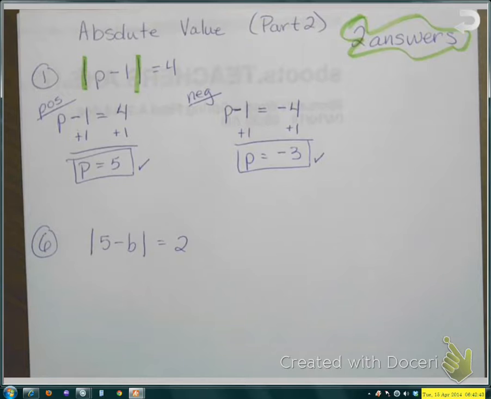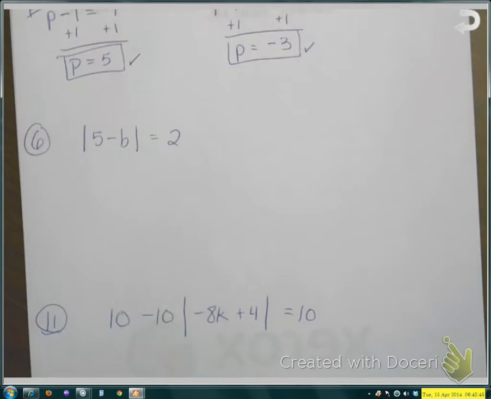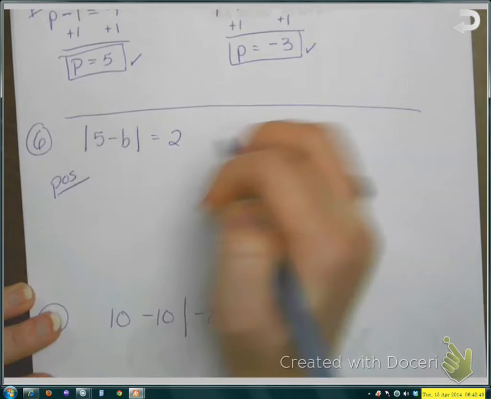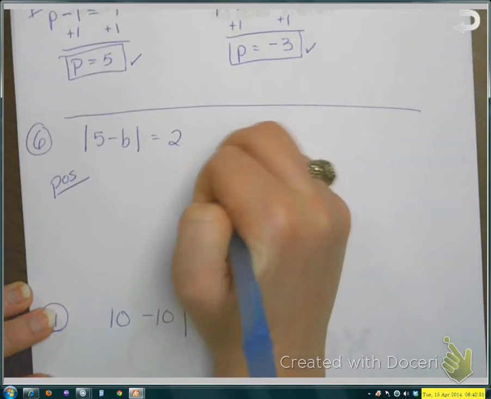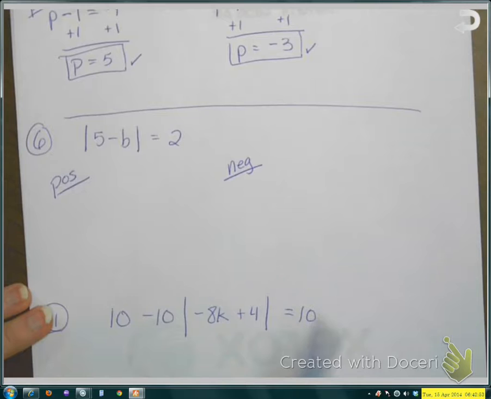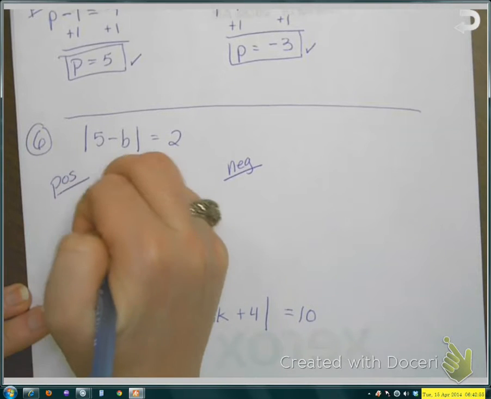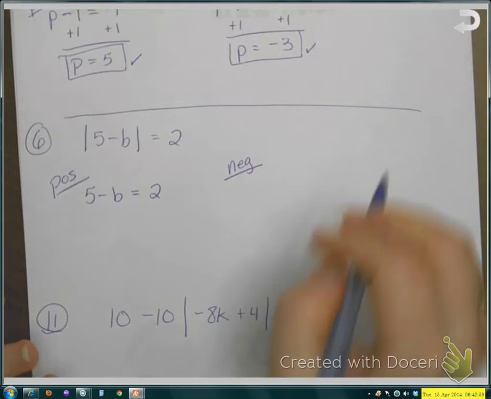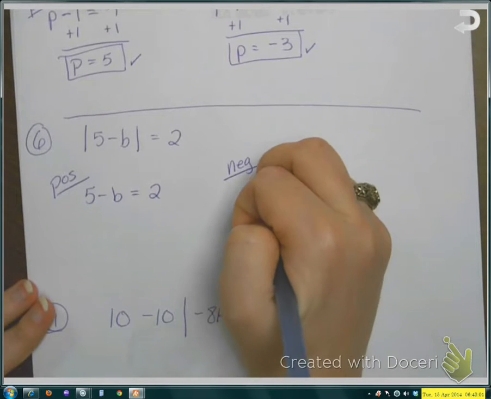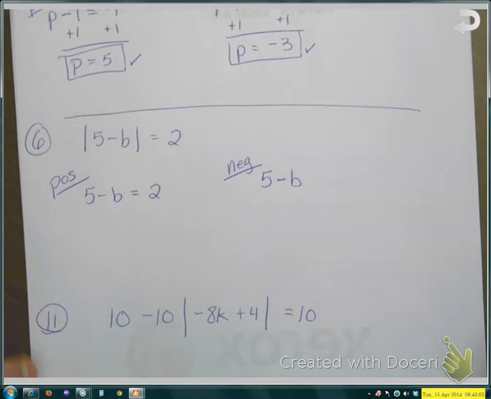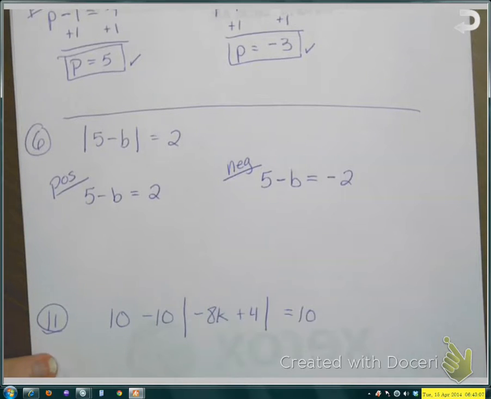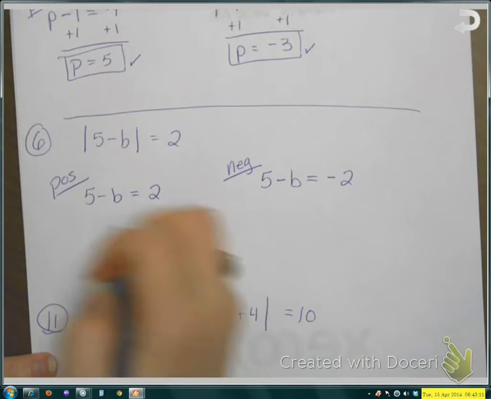All right, let's look at number 6. Same thing. I need my positive case and my negative case. Positive case, we write the problem the way it is with no absolute value bars. Easy, easy. Negative case, keep the stuff inside the absolute value the same. Change the sign of the other side. So the positive 2 becomes a negative 2.